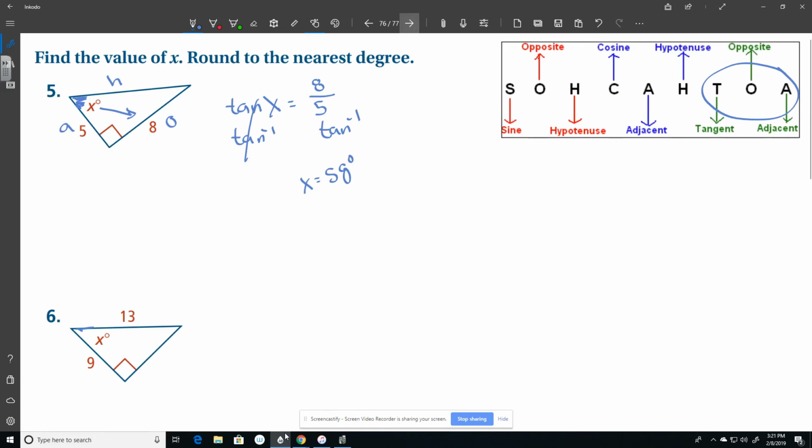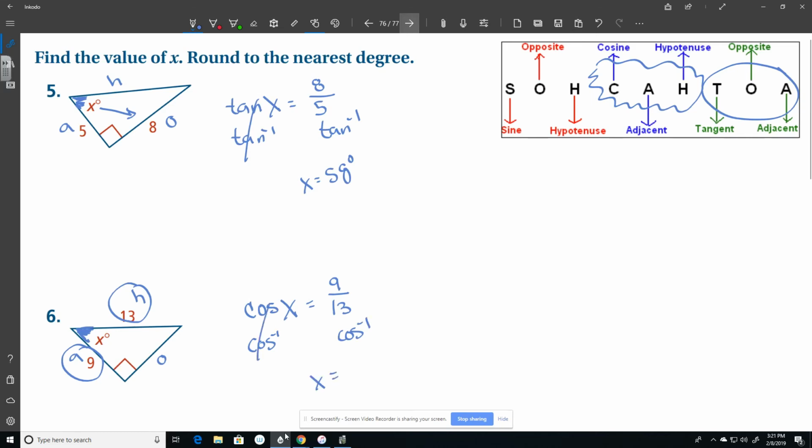Number 6 here is my angle X. This is my hypotenuse. Across from X is the opposite, and connected to X is the adjacent. So I'm looking at the adjacent side and the hypotenuse, which is cosine. Cosine uses adjacent and hypotenuse. So the cosine of X equals adjacent on top, 9 goes on top, 13 is my hypotenuse, that goes on the bottom. And to get rid of cosine so that X is by itself, I'm going to do inverse cosine to both sides. And that'll give me my X.